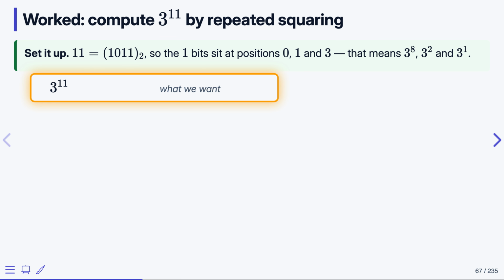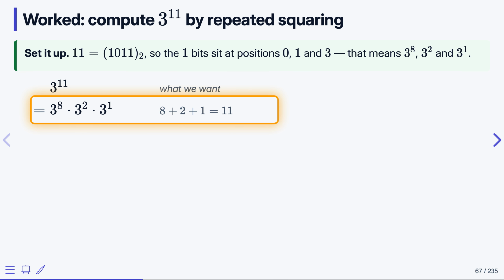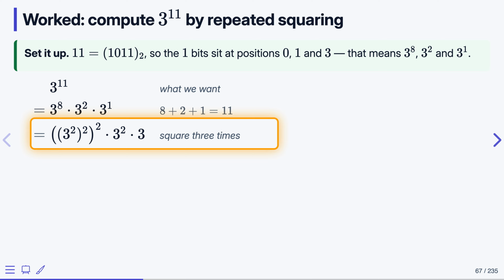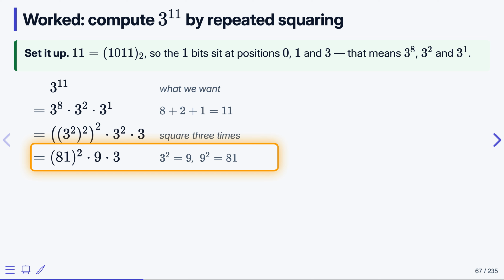Line 0, we want 3 to the 11th. Step 1, so it equals 3 to the 8th times 3 squared times 3. Check the exponents. 8 plus 2 plus 1 is 11. Step 2, we build 3 to the 8th by squaring 3 times. 3 squared squared squared. Step 3, 3 squared is 9.